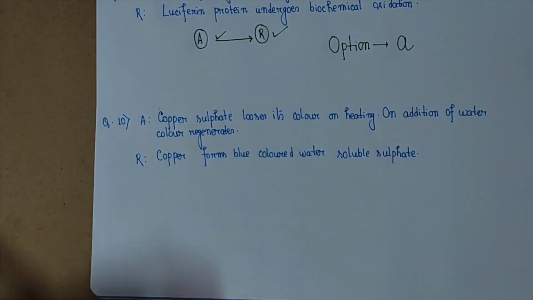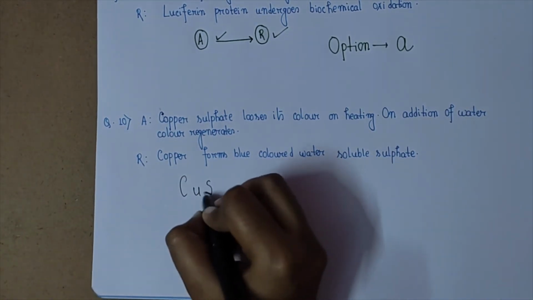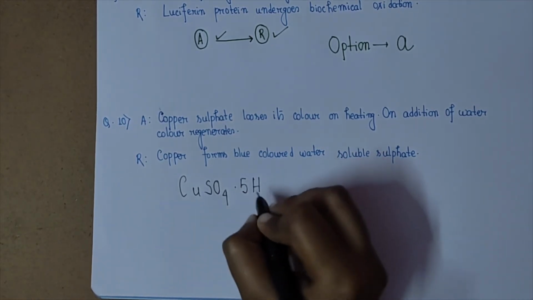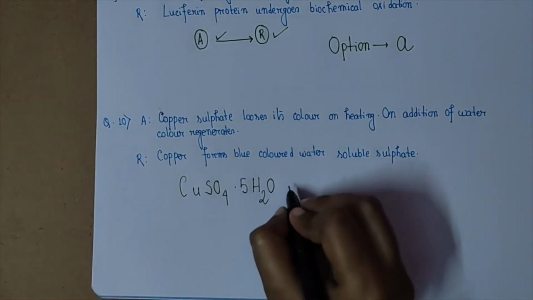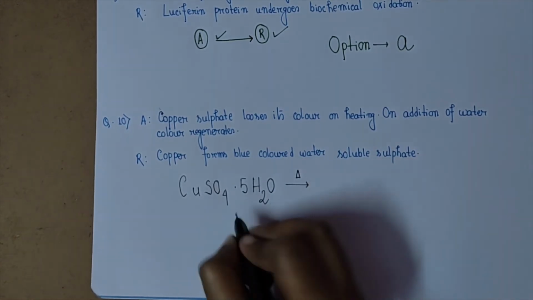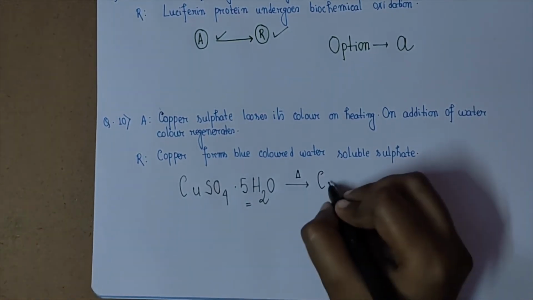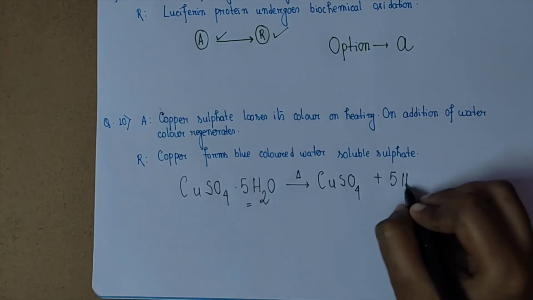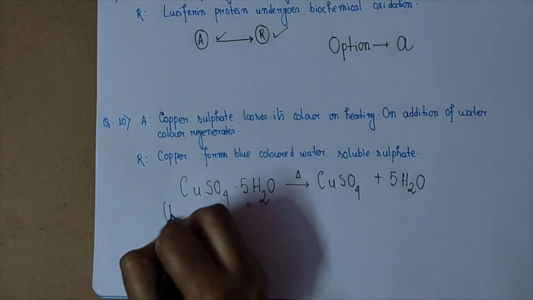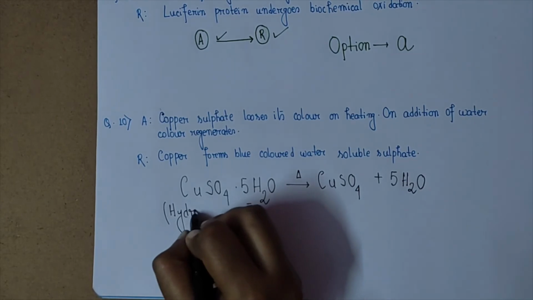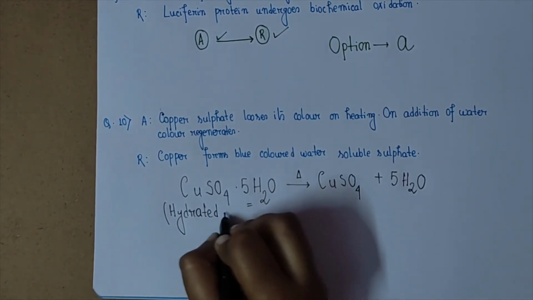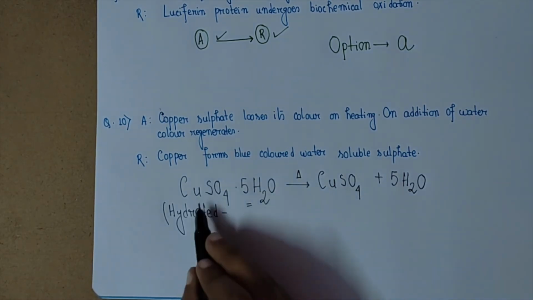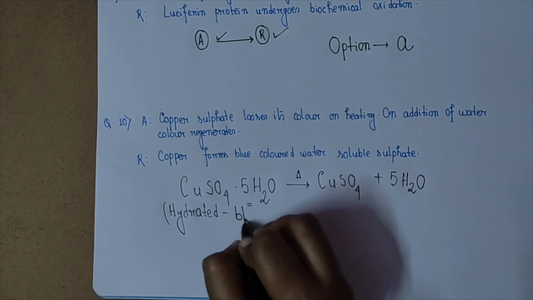So what is copper sulfate? This is CuSO4 along with some water of crystallization, dot 5H2O. This is known as the water of crystallization. If we heat it, what will happen? It will lose these H2O molecules. This is the hydrated form of copper sulfate because there are 5 molecules of water of crystallization, and it is blue in color.